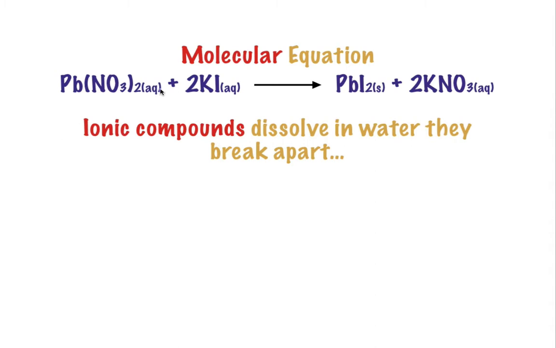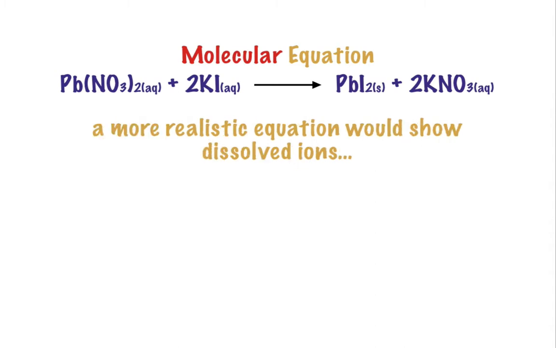So if I look at, for example, lead nitrate, I might get the impression, because this equation is writing them together, that they're actually combined together in the solution. But in fact, they are not. They're floating freely apart from each other. So a more realistic equation would show the dissolved ions as separate. Let me show you what I'm talking about.